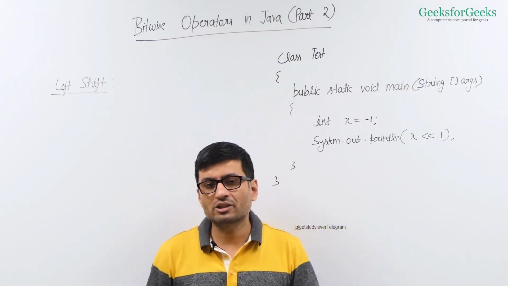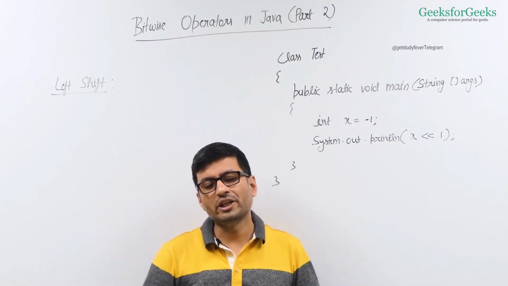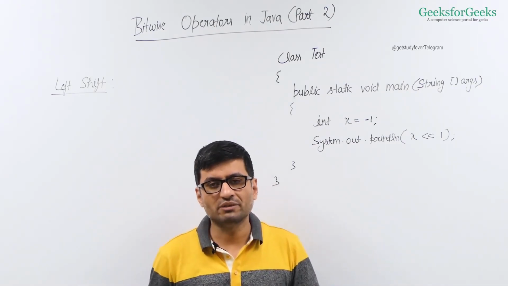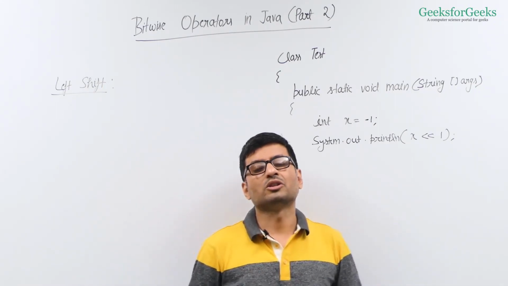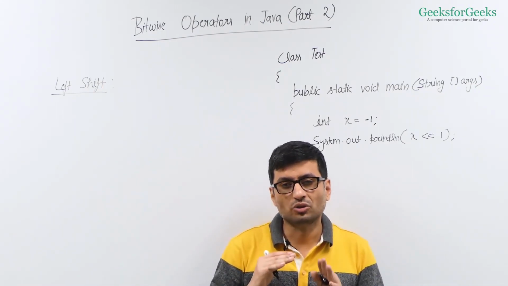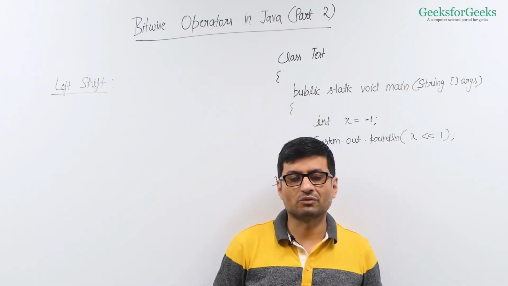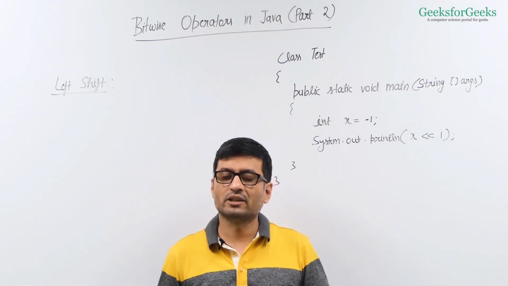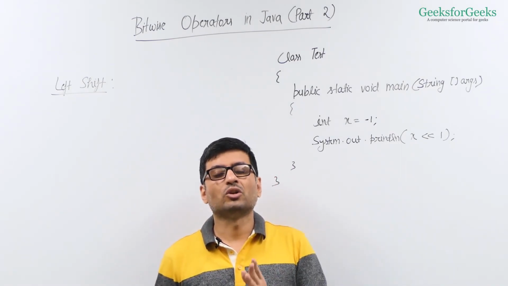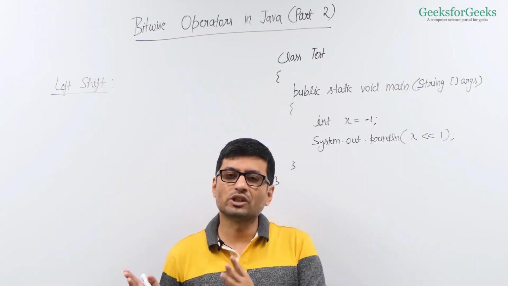But if it is a large number, then your leading bits might mix up with the sign bit, or some of the leading bits might be ignored. So in those cases, you do not get exact multiplication by 2, but for small numbers, if you left shift a number x by y, your result is x into 2 raised to the power y.